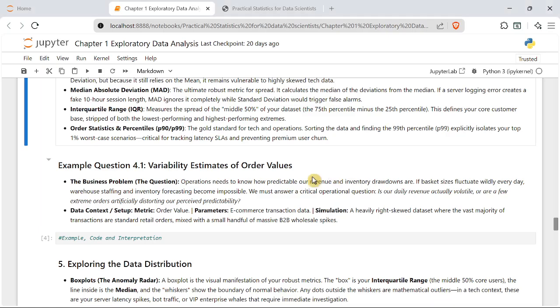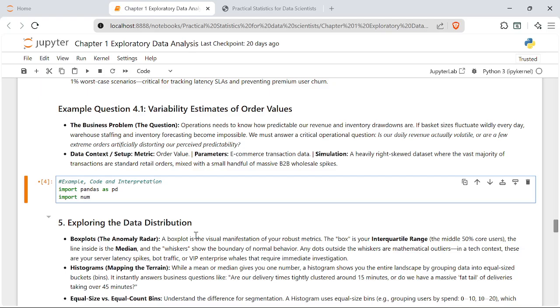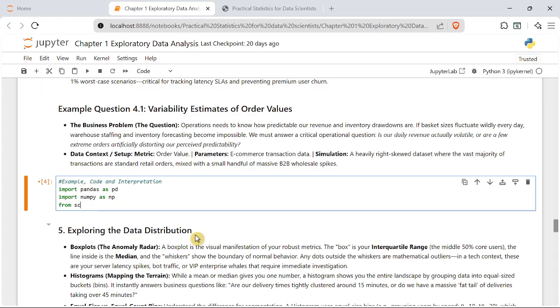Okay, so let's start with writing the code. Import pandas as pd, import numpy as np, from scipy.stats import median_abs_deviation, median_abs_deviation.